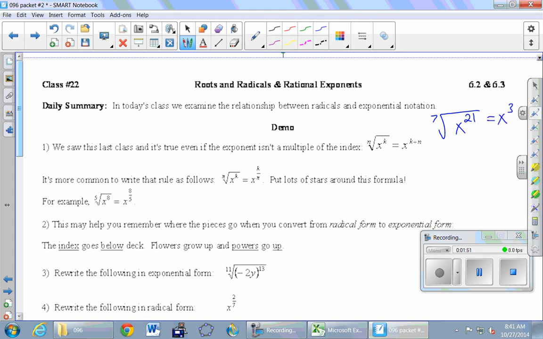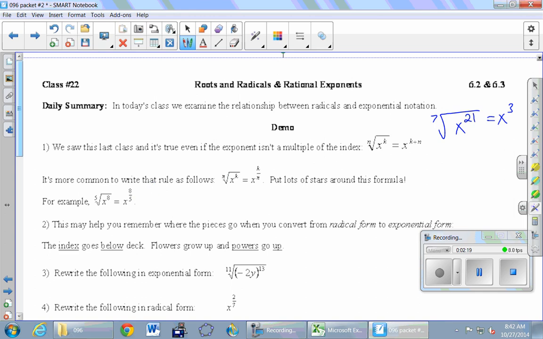So today we're going to see cases where the power is not a multiple of the index, but it turns out the rule is still valid even if the number doesn't go in evenly. So if we take a look at this example here, the 5th root of x to the 8. Normally we would take the 8 and divide it by the 5. And last class we said, well, shoot, that doesn't go in evenly. But this class we say, well, that's okay. The rule is still valid, and the answer is just x to the 8 over 5.